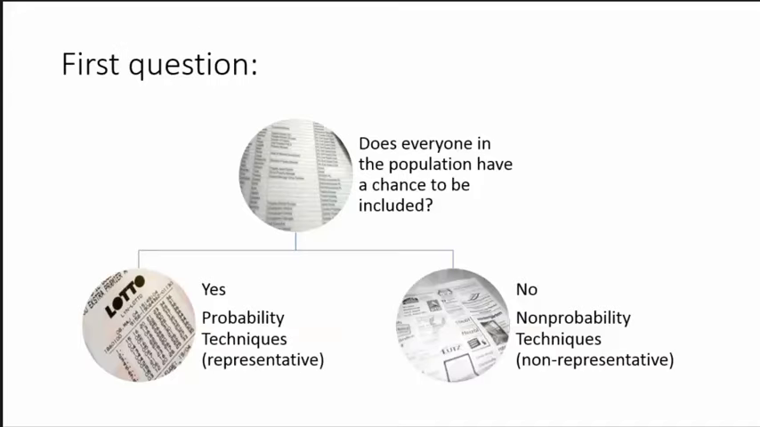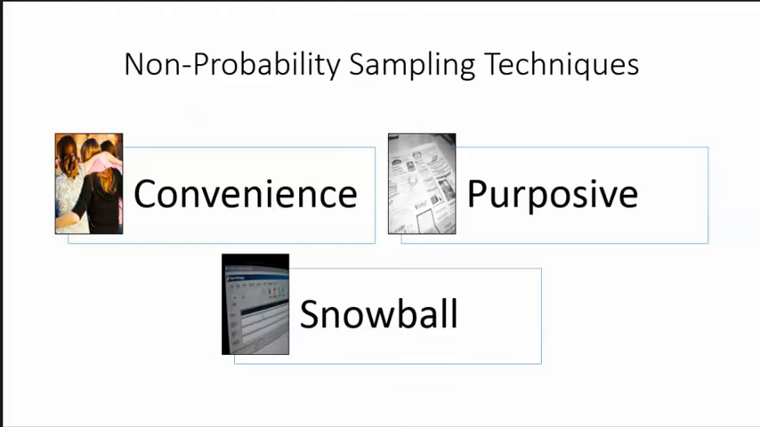For sampling, we start with the question, does everyone in the population have a chance to be included? If so, we'll include one of the techniques referred to as probability sampling or representative sampling. If not, we'll use a non-probability technique, which is also called non-representative. As I hope you've gathered, it's pretty complicated to include everyone in the population, so non-probability techniques are more common. We'll need to decide which specific technique is best for our project, though.